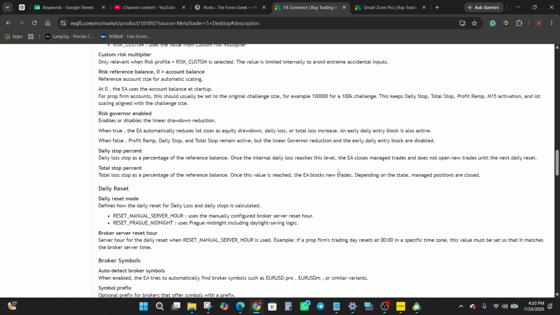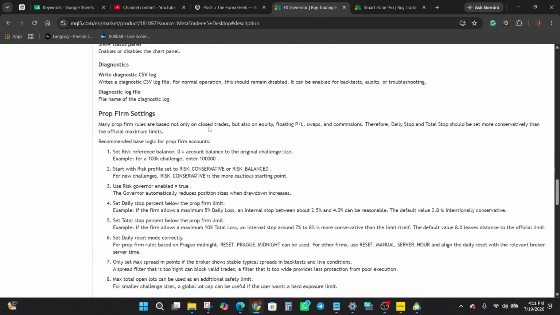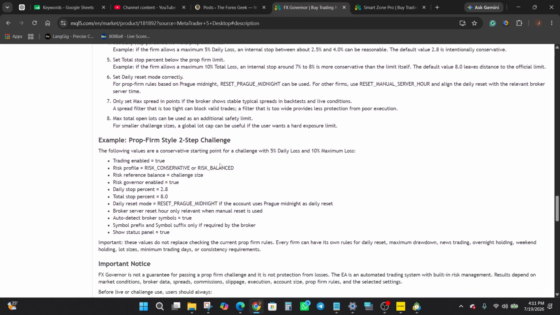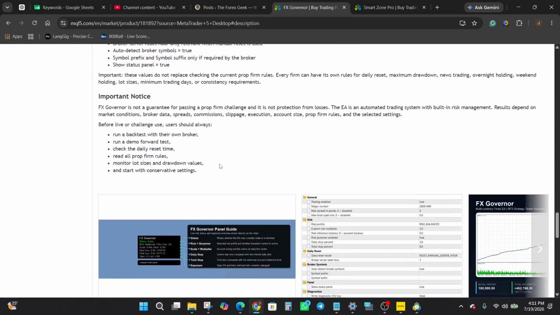The settings section recommends conservative starting points, a reference balance matching the original challenge size, the risk governor enabled, and daily and total stop percentages set noticeably below the firm's official limits to leave a safety margin. Okay. The listing closes with a clear notice that this is not a guarantee of passing any challenge, and that results depend on a wide range of external factors.